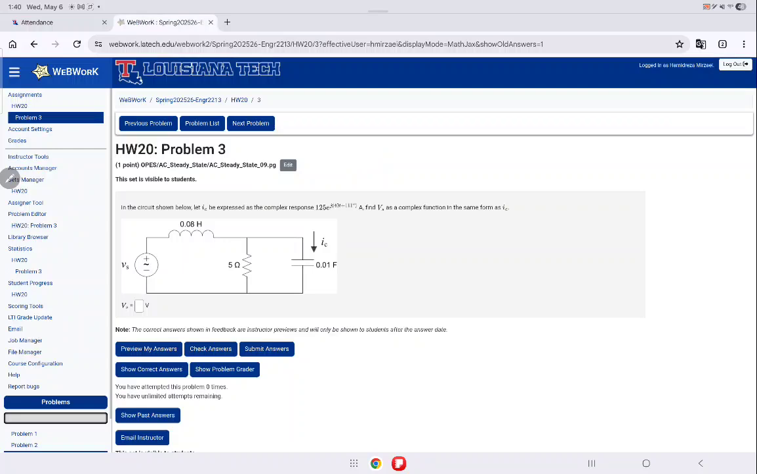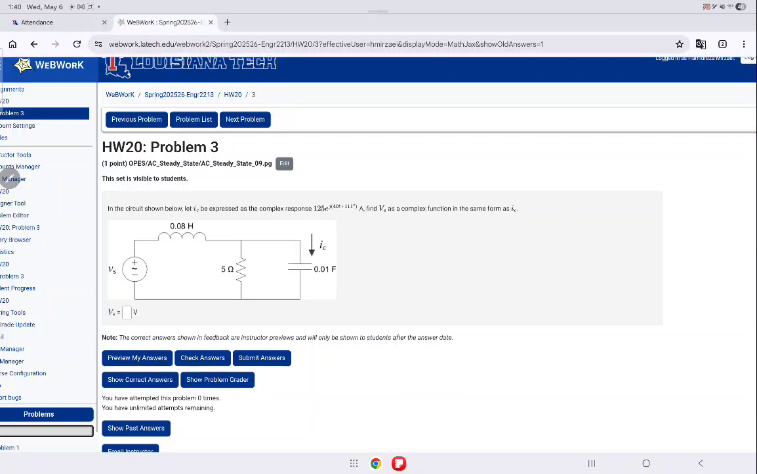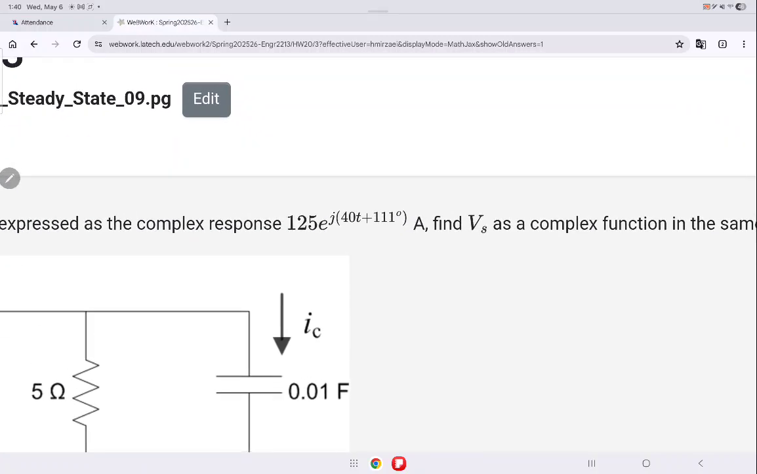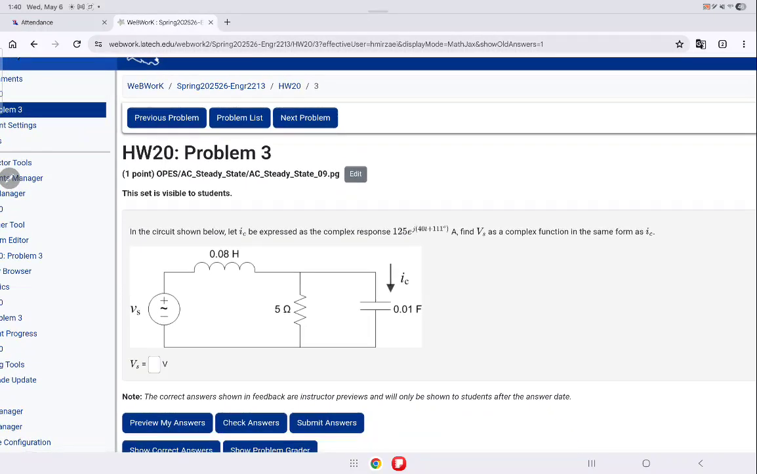Next problem. The only thing in this problem is that instead of writing it in cosine form, it's written in this form. But you already know what that means, right? You're familiar with this. I actually gave you this, right? So can you tell me the equivalent cosine form of this response? 125 cosine 40t plus 111. Nothing special, okay?